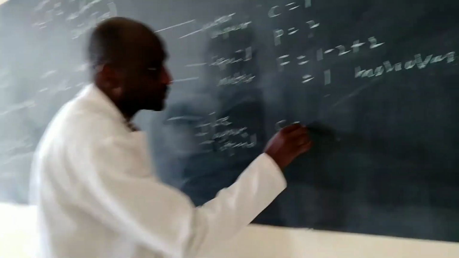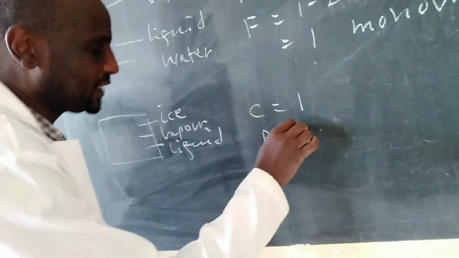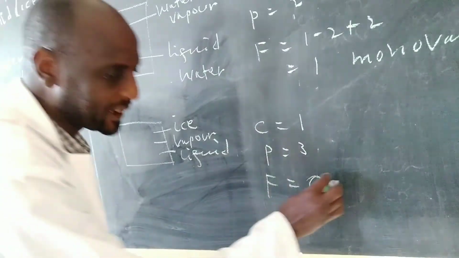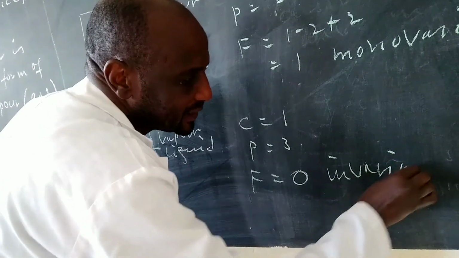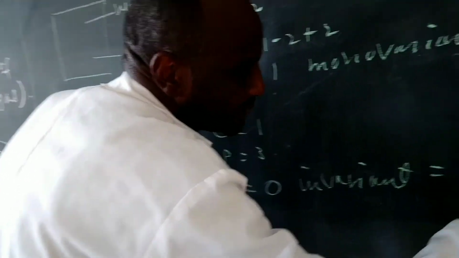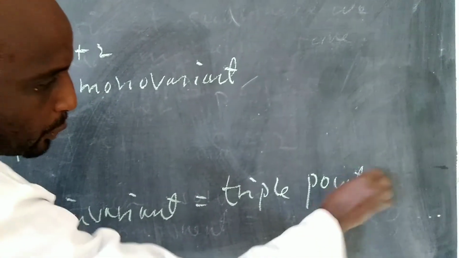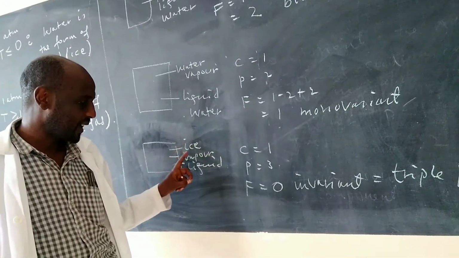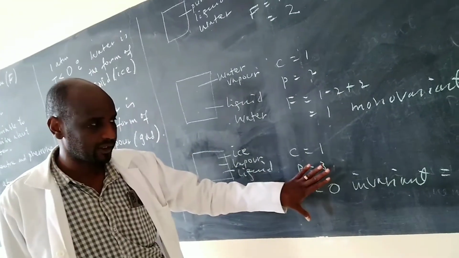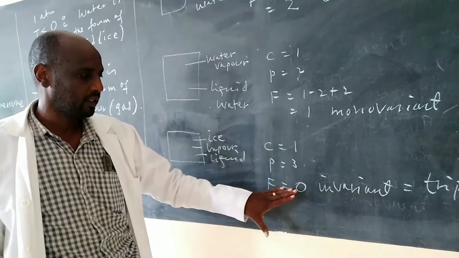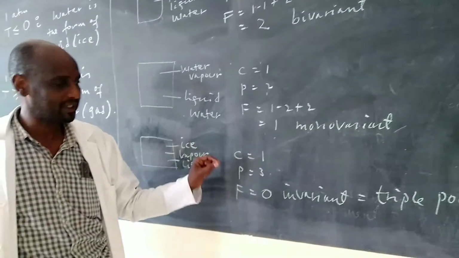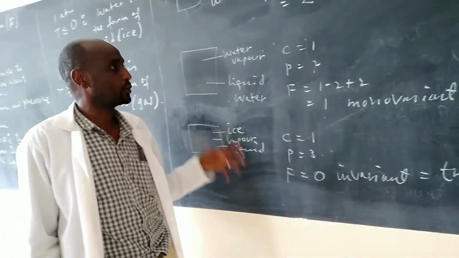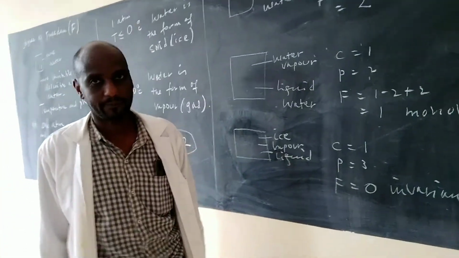Here the component is 1, again the phase is 3, the degree of freedom is equal to 0. That means invariant, or it is the triple point. That means when the three phases coexist, we have ice, vapor, and liquid at a single point. We have no other option for the triple point. The triple point for a substance is a single point where the three physical states coexist. We call it the triple point.